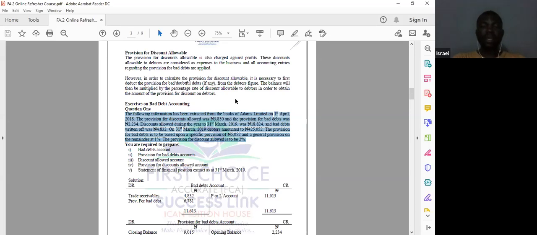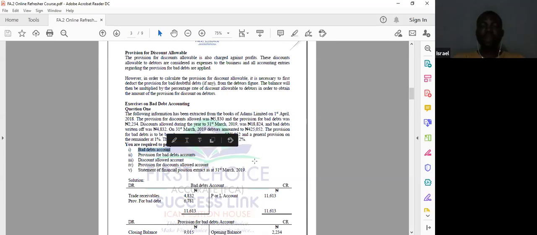So the first one is what? They told us that the following information is extracted from the books. They gave us the balance for provision for discount allowed, the balance for provision for bad debts, the discount allowed during the year, and the figure for bad debt. So they now asked us to prepare the bad debt account.